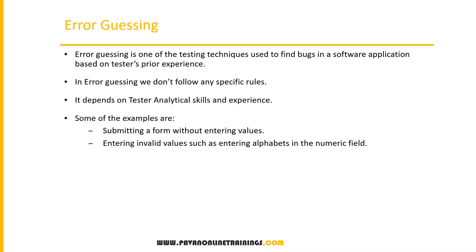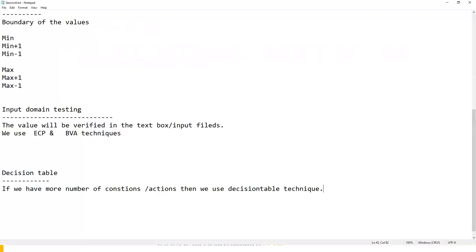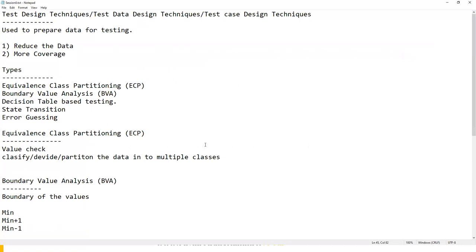So in every area, we can guess some error. We can pass some invalid data and check whether the error is coming or not. Okay, that is the error guessing technique. So these are the techniques which we have to use to prepare the test data or test case design: equivalence class partitioning, boundary value analysis, decision table testing, state transition, and error guessing. So these are the five test design techniques we use to prepare test cases or test data.